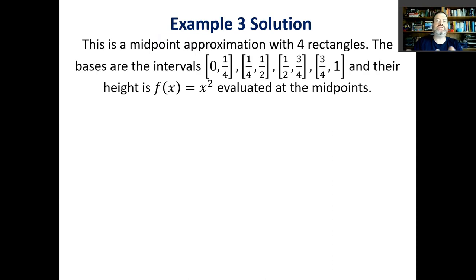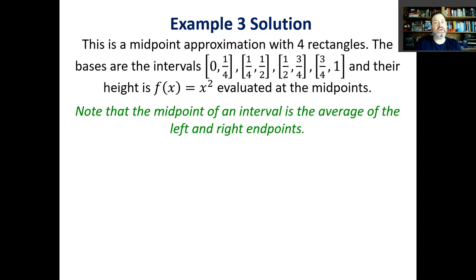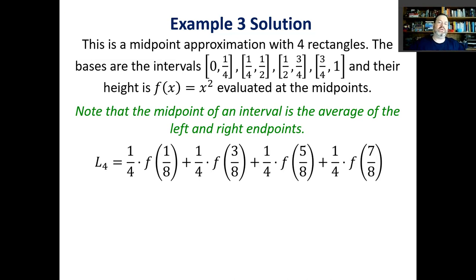But again, notice that the intervals are still the same, right? But what we're doing is, instead of using the right endpoint or the left endpoint, we're going to use the midpoint of the interval. And the midpoint of an interval is just the average of the left and right endpoints, right? That's the definition of a midpoint, an average. It's x1 plus x2 over 2, right? So the widths are still 1/4, right?